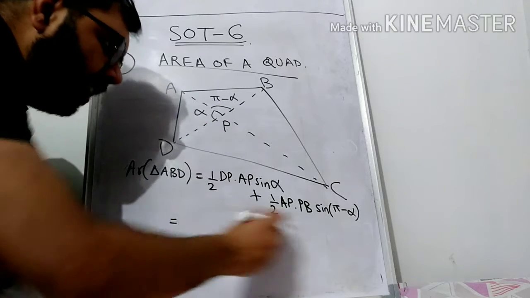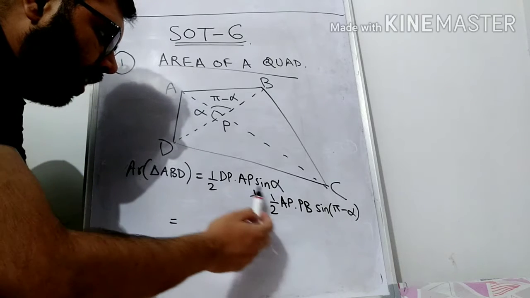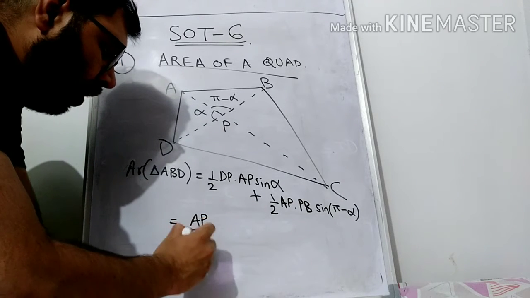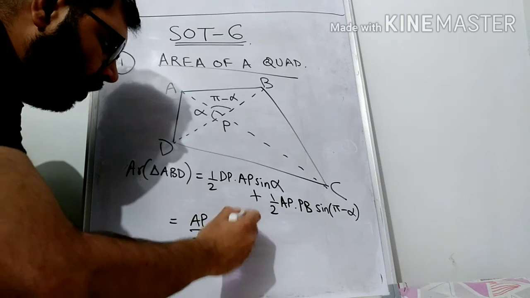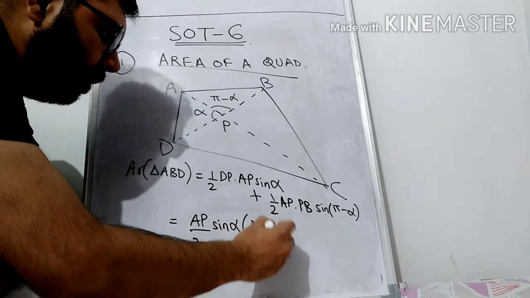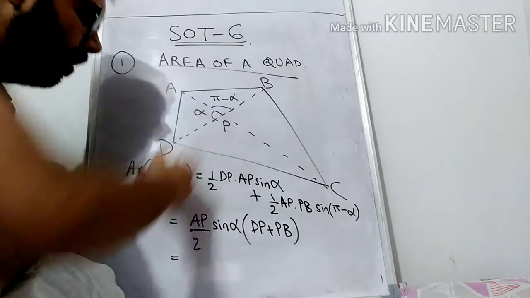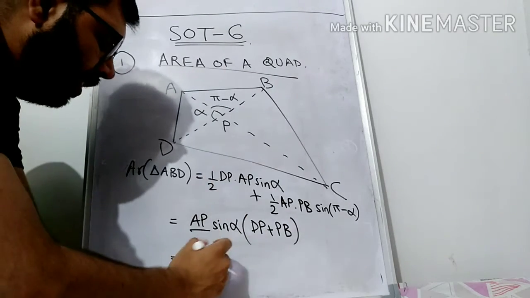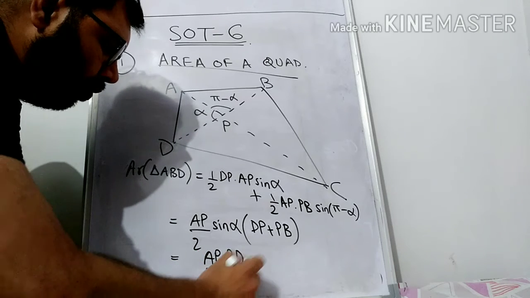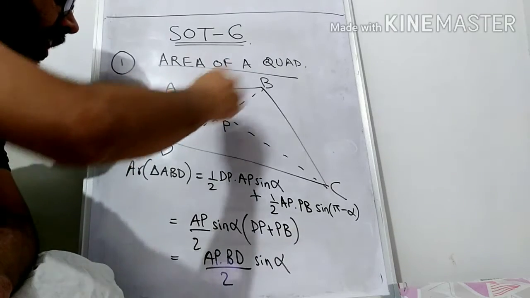Now we know that sine of pi minus alpha is sine alpha, because in the second quadrant sine is positive, and AP is common and half is also common. So AP by 2, and then sine alpha we can take common. In the brackets, what we will get is DP and PB. If you add these two sides, DP and PB, you get the complete length of the diagonal BD. So we get AP into BD by 2 into sine alpha. This is the area of triangle ABD.